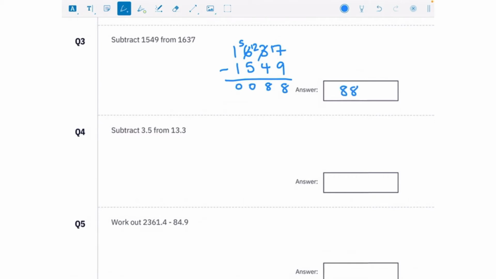Subtract 3.5 from 13.3. 13.3, take away 3.5. More on the floor, borrow from next door, so that's 13 take 5, which is 8. 2 take 3, again we've got more on the floor, so let's take that 1, make it 12, take away 3, which is 9, and keep that point lined up, so 9.8.